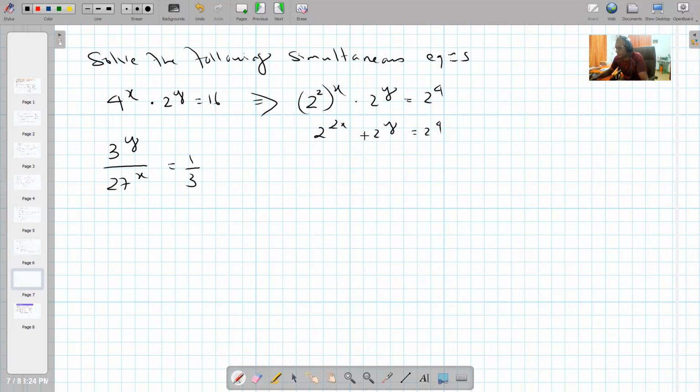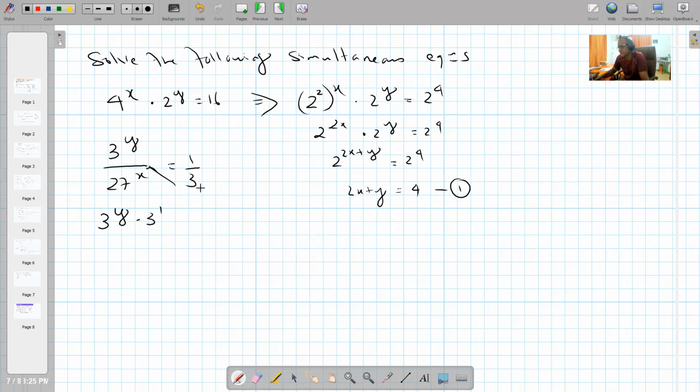When we multiply numbers of the same base raised to certain powers, we add the powers. So I've got 2 to the power of 2x plus y is equal to 2 to the power of 4, and we gain the equation 2x plus y is equal to 4. That is the first equation.